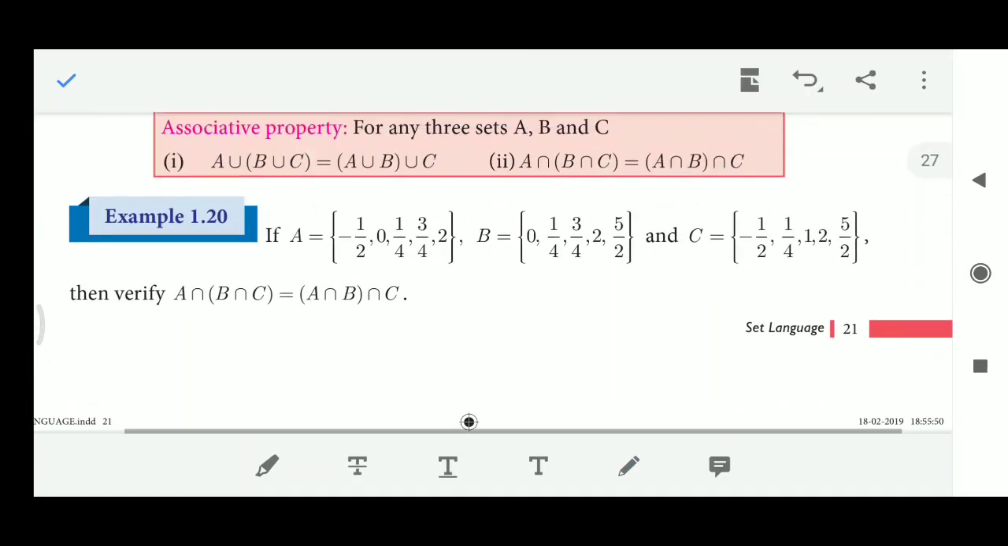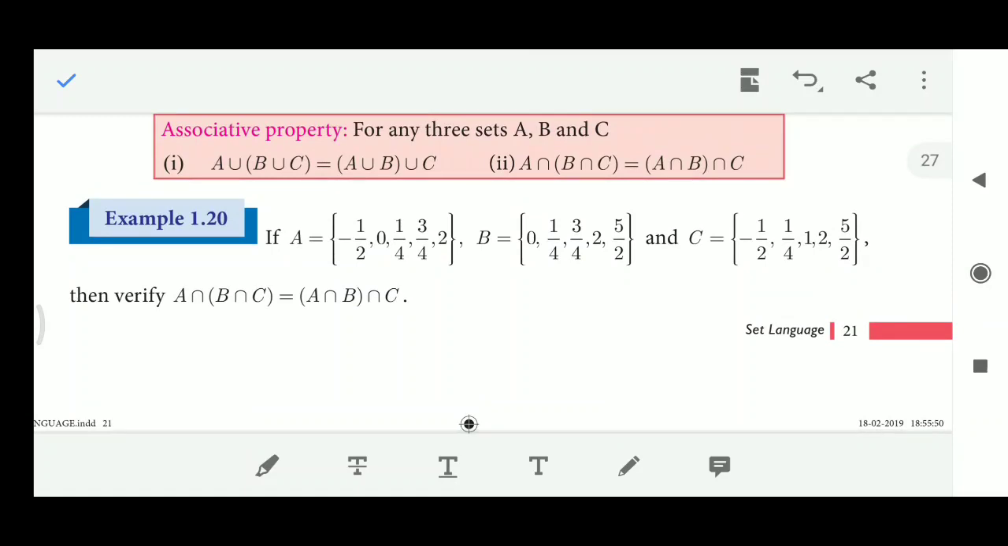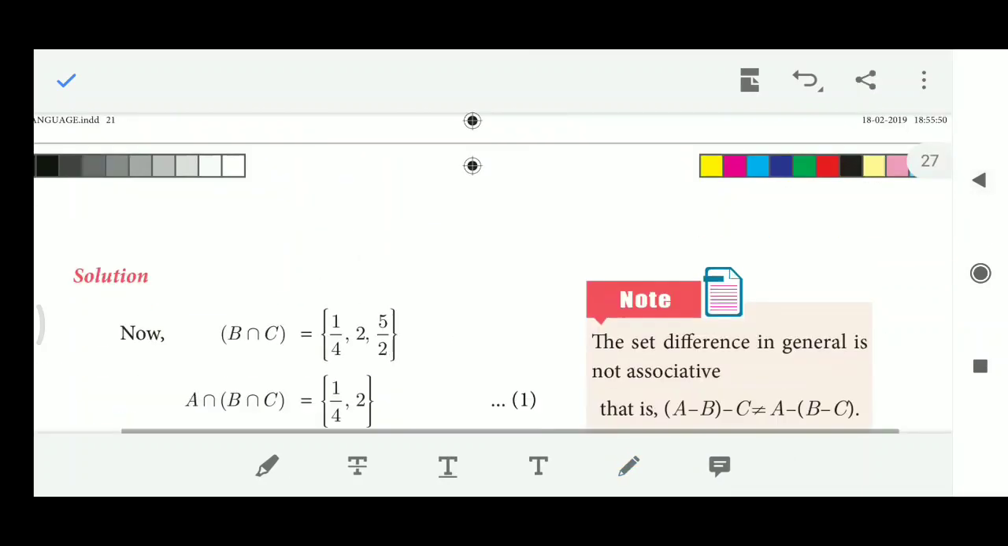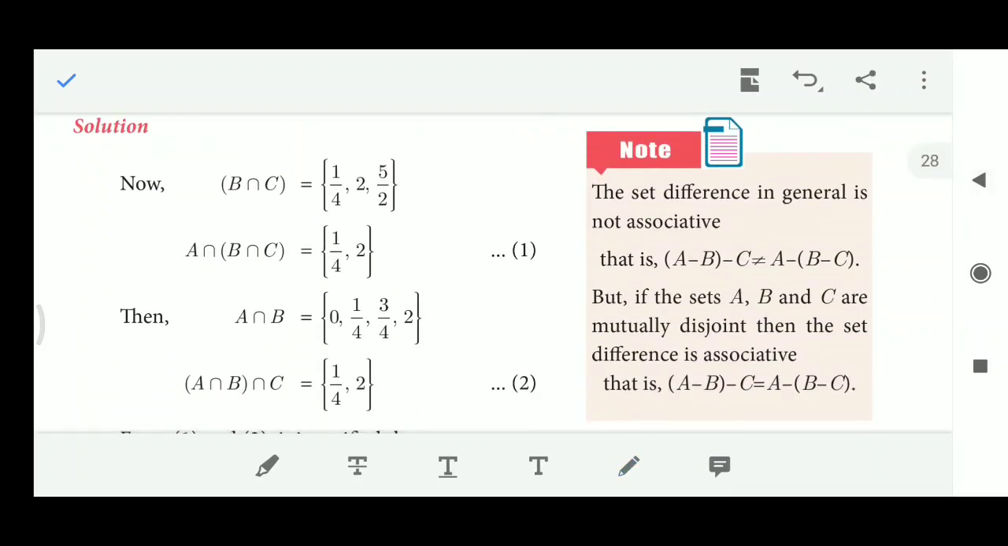Then the right hand side. On the right hand side, we have A intersection B. The intersection of A and B gives the common elements between the sets A and B. Here the common elements are 1/4, 3/4, 2 and 0. So A intersection B gives {0, 1/4, 3/4, 2}.